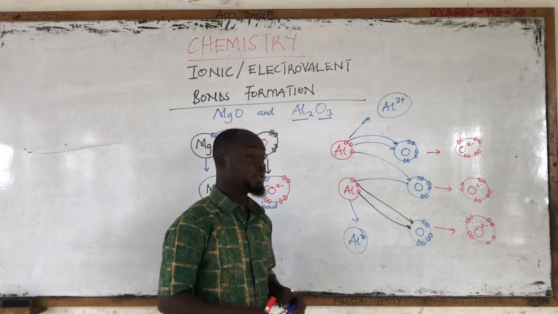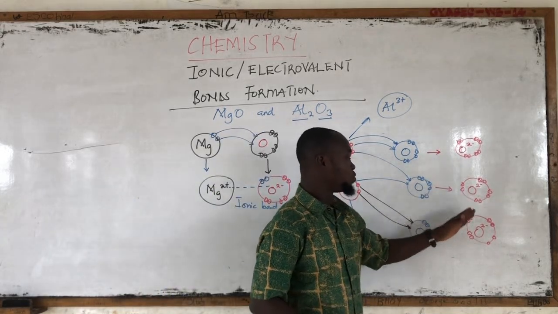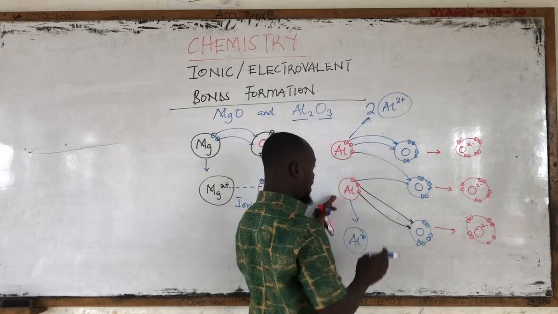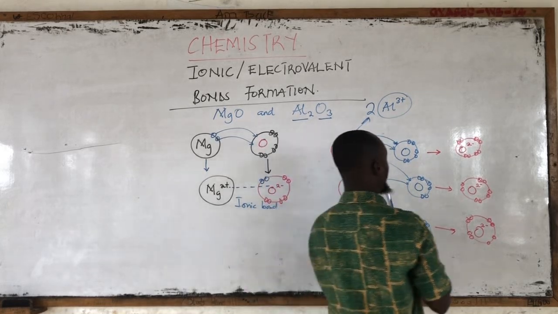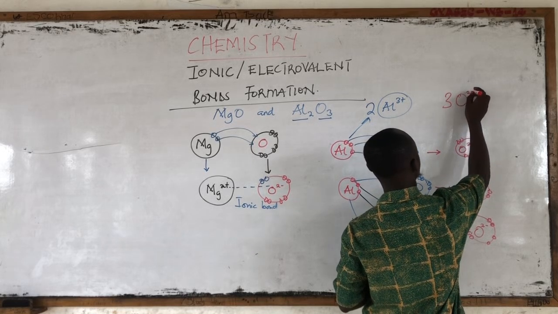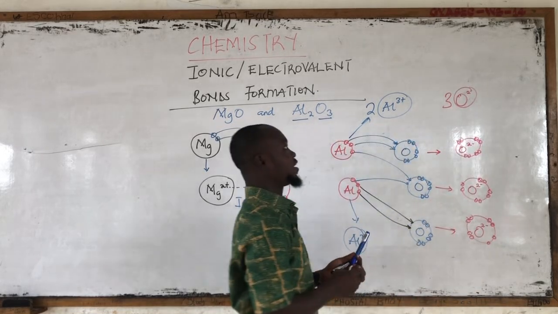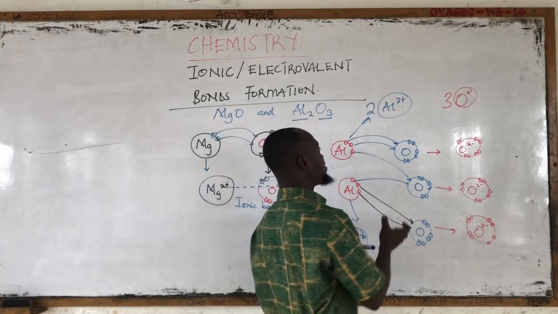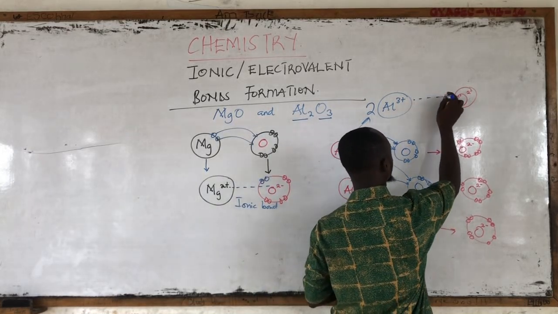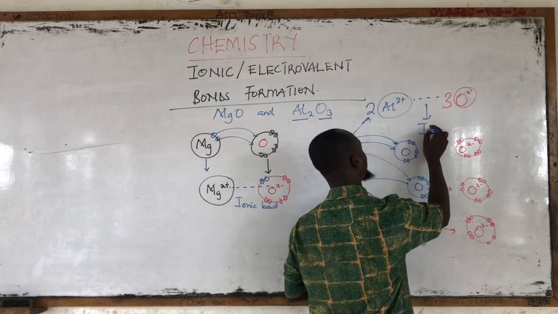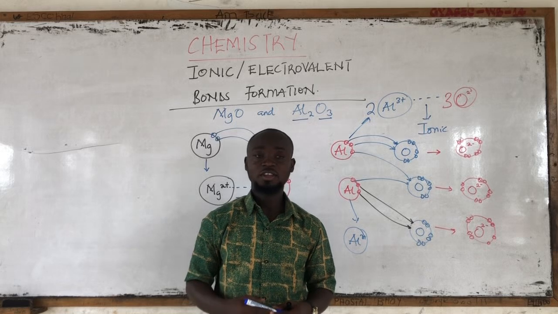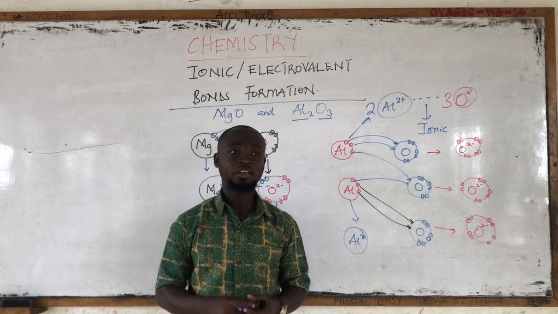So how many O2- do we have? We have 1, 2, 3. So we have 2 of the Al3+, and then we have 3 of the O2-. Is that okay? So the force of attraction that exists between these 2 Al3+ and these 3 O2- forms what we call the ionic or the electrovalent bond. That is the formation of ionic bond.